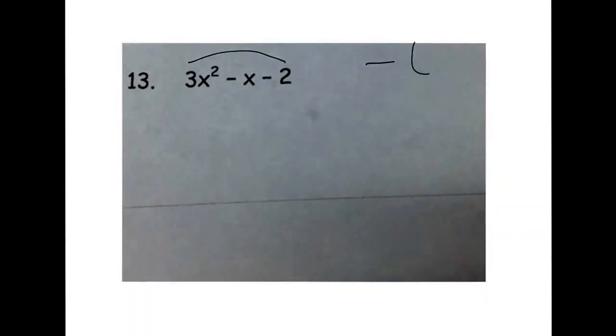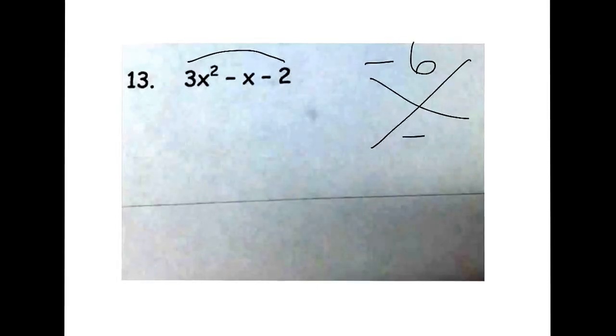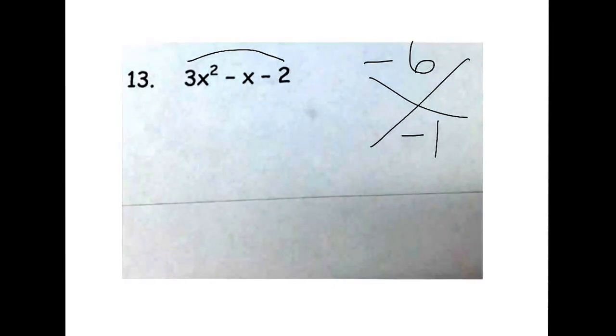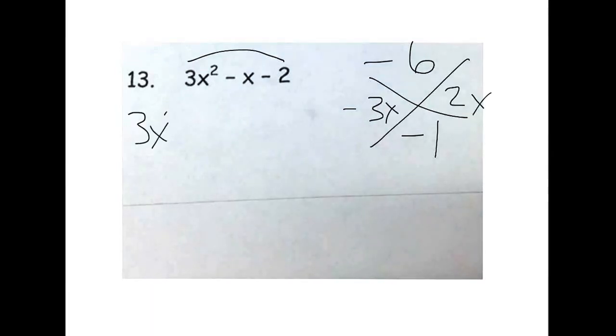3 times negative 2 is negative 6. What multiplies to be negative 6 and subtracts to be negative 1? I like to put my negative on this side. It's negative 3 and positive 2. Those get x's on. So 3x squared minus 3x plus 2x minus 2.